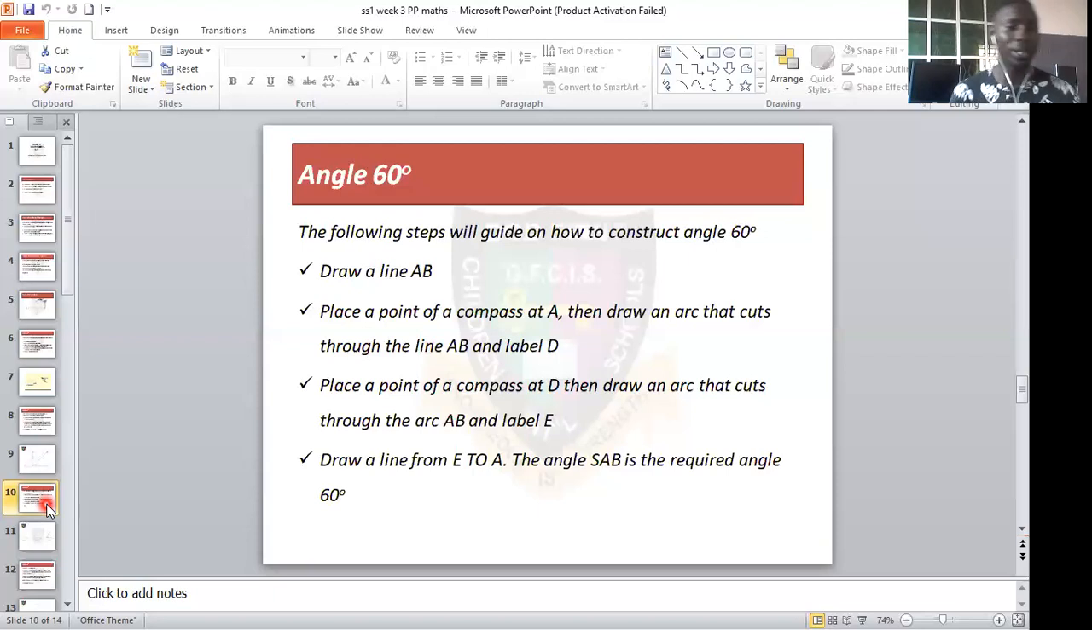Again, draw a line AB. Place the point of the compass at A, then draw an arc that cuts through line AB and label it D. Place the point of the compass at D and draw an arc that cuts the arc drawn from A and label it E. Draw a line from E to A. The angle EAB is the required angle. So let me take you through the diagram.